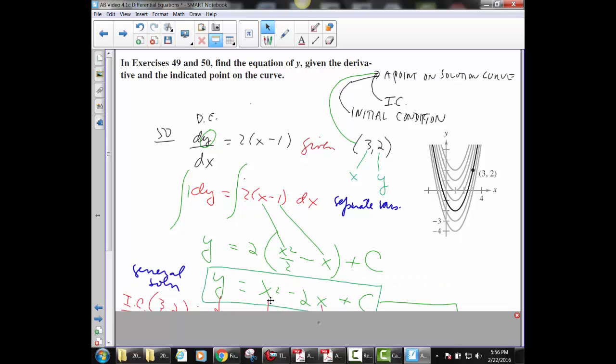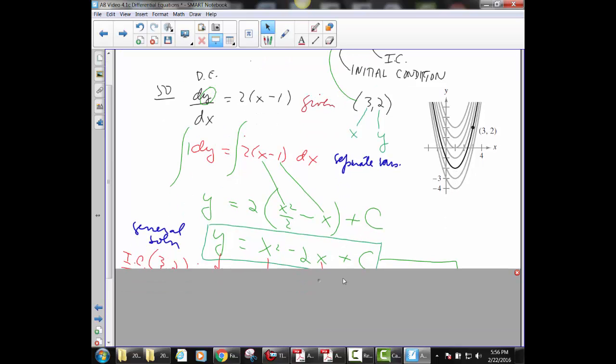So the general solution, if I multiply through by the 2, would be y equals x squared minus 2x plus c. This is this family of gray parabolas you have. Every one of these gray parabolas is, for example, this one is x squared minus 2x plus 0. This one is x squared minus 2x plus 1, x squared minus 2x plus 2, x squared minus 2x minus 1, minus 2, minus 3, minus 4. So that's your family of curves.